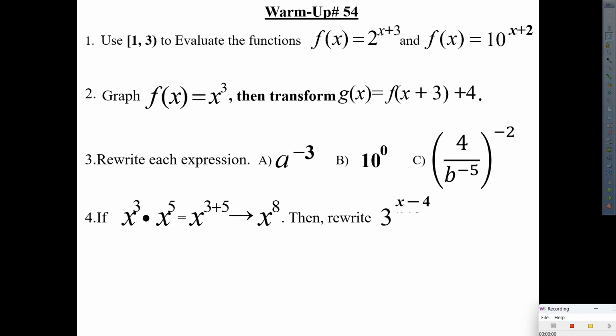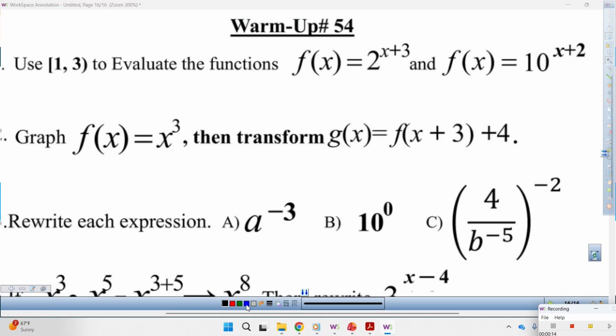Warm-up 54 is on the screen. Let's get started, please. That shouldn't take you long. Copy and... All right, good communication. Very good. All right, here we go.